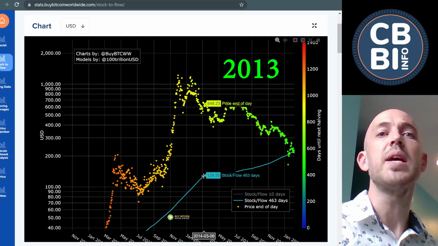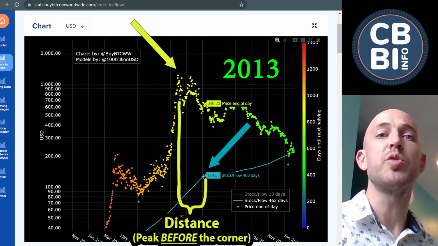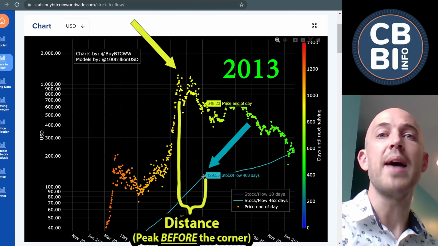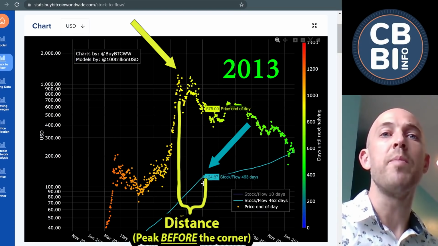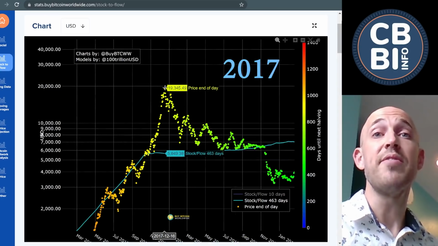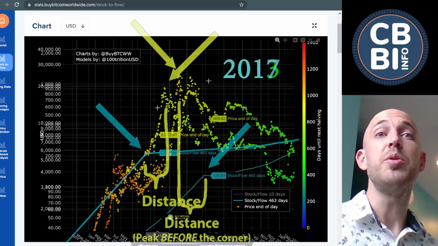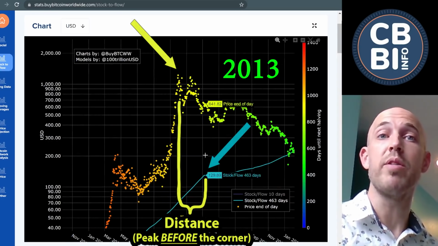The peak is actually prior to this corner of this teal colored line. This teal line really just represents the moving average of the past 463 days. And so that's why it gives it this slope here. But anyways, there's an inconsistency here. In 2017, the peak was after the corner. And in 2013, the peak was before the corner here.